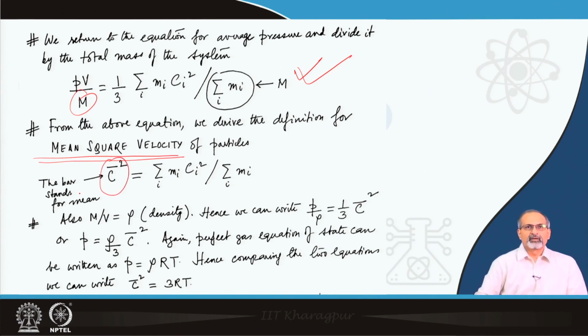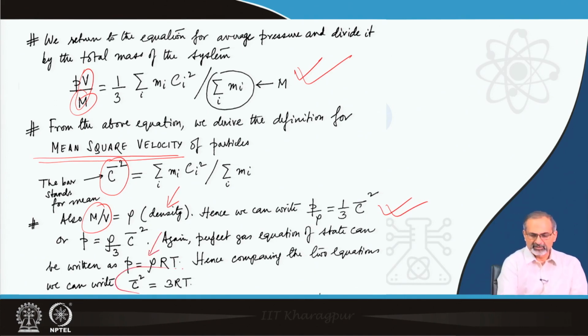Also, by definition, the ratio m by V, which figures over here in a reciprocal form, is essentially density. Hence, we can write P by rho is 1/3 C bar square. Again, the perfect gas equation of state can be written in the form P is equal to rho RT. Hence, comparing the two equations, we are able to show that C bar square is 3RT.